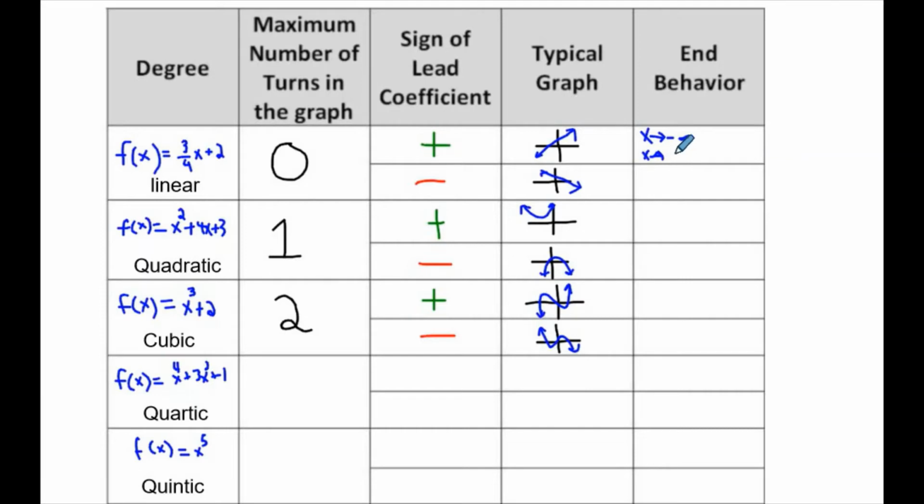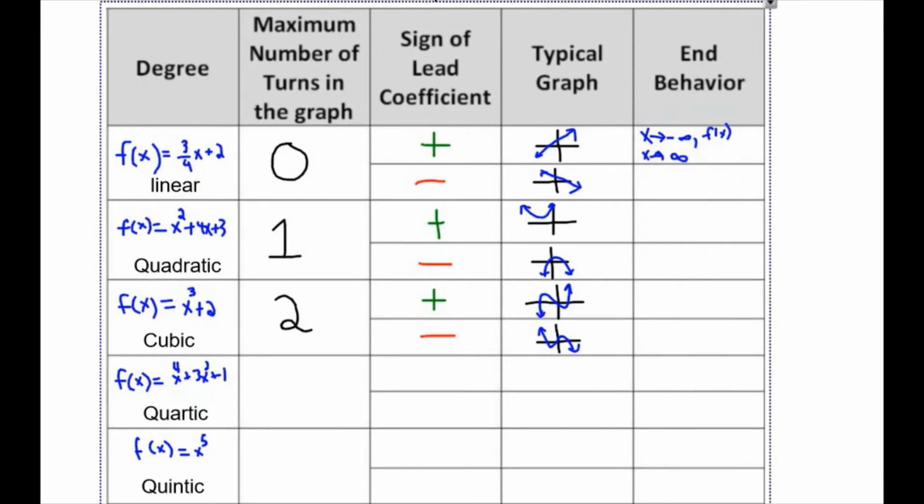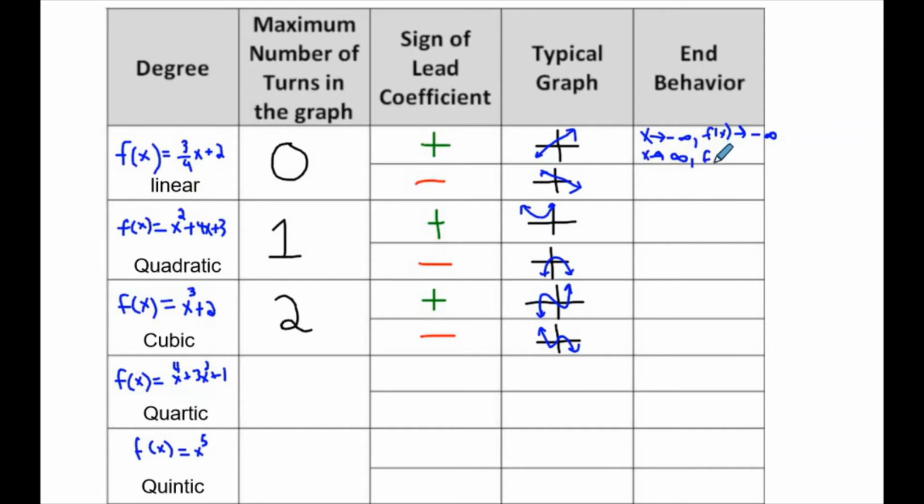Negative infinity to infinity is the domain, and for the range, on the left side it's pointing downward, so the left end behavior will provide a negative relationship, where the right end behavior will provide a positive relationship. And for a line going downwards, we still have a domain of negative infinity to infinity.